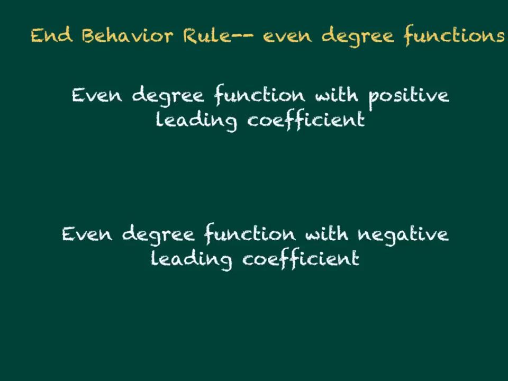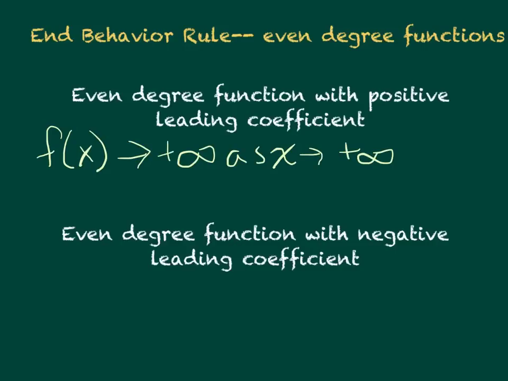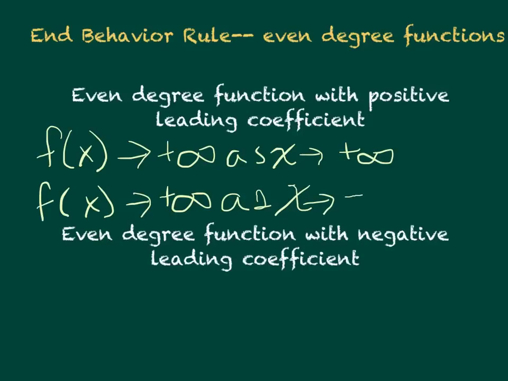Now we can describe in general, thinking about those graphs, what the end behavior of an even degree function would look like. That would be that the function would go to positive infinity as x goes to positive infinity, and as x goes to negative infinity, the function goes in the same direction. So the function points up as x goes positive and as x goes negative.